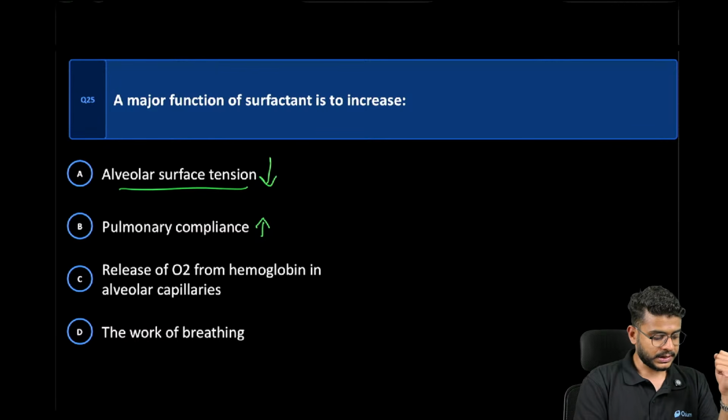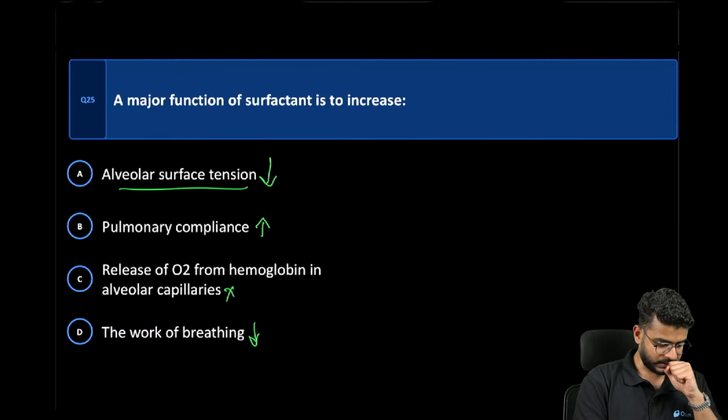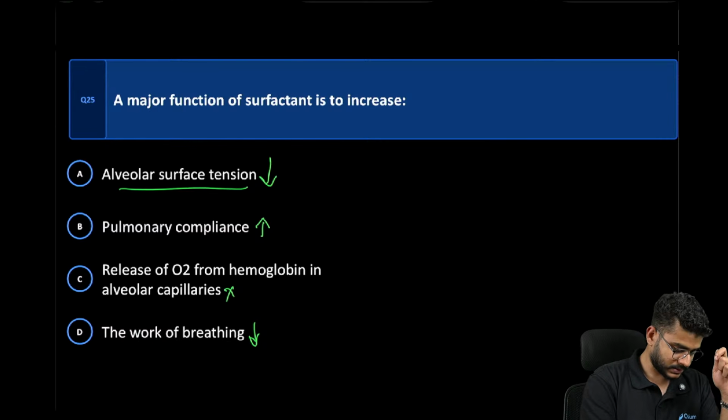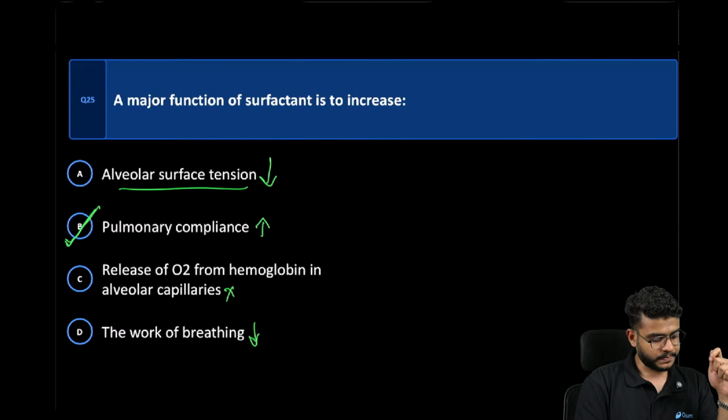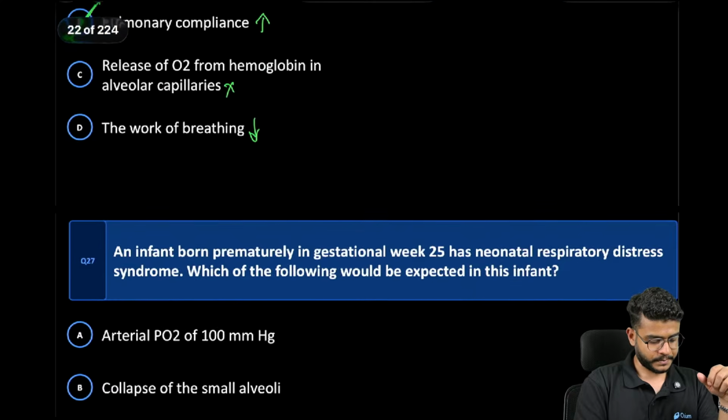Okay, next is release of O2 from hemoglobin. No, the work of breathing. Surfactant does not increase the work of breathing, it decreases the work of breathing. So the correct answer is B. Surfactant helps to increase the pulmonary compliance or the stretching capability of the lung.